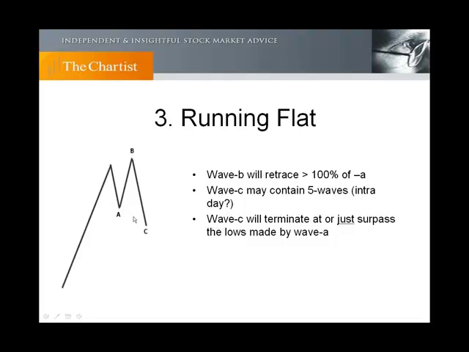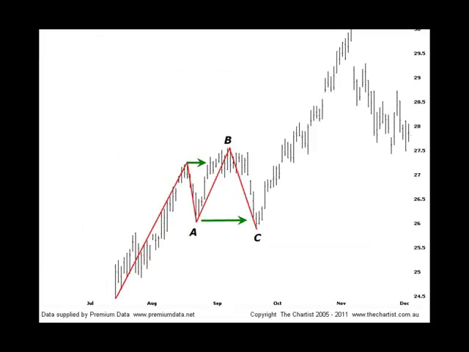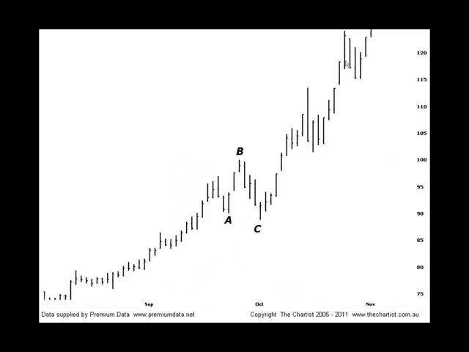A running flat, wave B runs a little bit higher than the prior high. Wave C runs a little bit lower. Now you can get running triangles as well. We actually highlight running triangles in the Chartist occasionally, and they are also a very, very good pattern. But a running flat, just like a flat, is a very, very good trading pattern. A couple of examples. Wave B runs higher, wave C runs a little bit lower, and then off we go to the upside. Okay, so that's a running flat pattern.